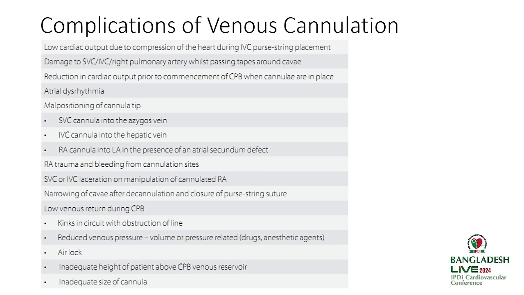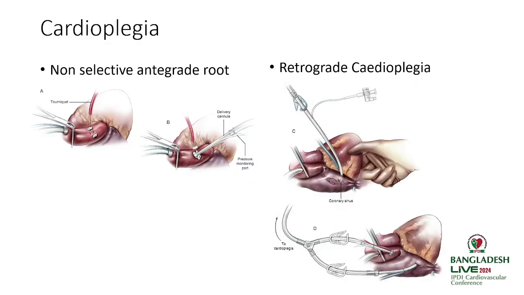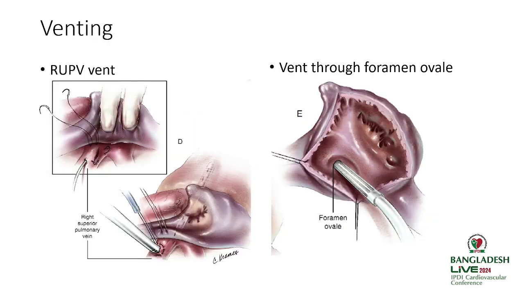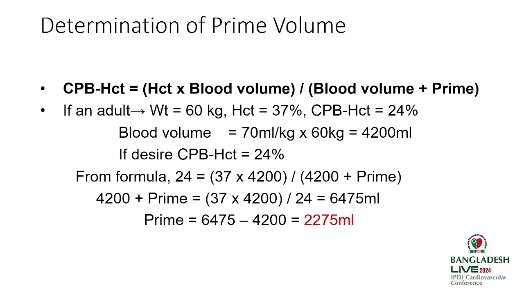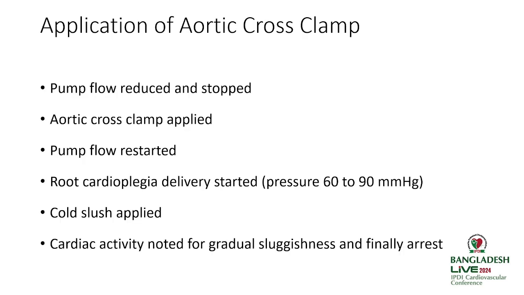Two minutes only. Okay, so cardioplegia, you can do antegrade or retrograde. Let's go to the prime volume. This is the way we consider the prime volume. We need to consider that we need to maintain 24% hematocrit while the patient is on pump. So this is the way we calculate the prime volume.